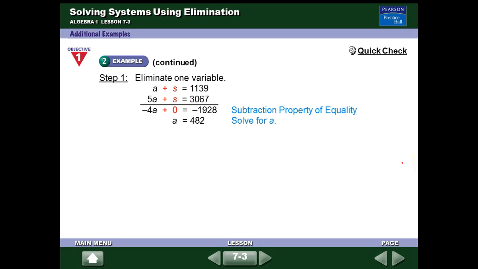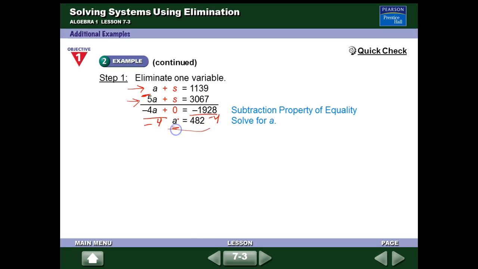So using elimination, first thing, we set those two equations we just created up, and what can I cancel? Well, if we subtract these two equations, I can get my s's to cancel. S minus s gives you 0. A minus 5a gives you a -4a. 1,139 minus 3,067, and we get a equals 482.